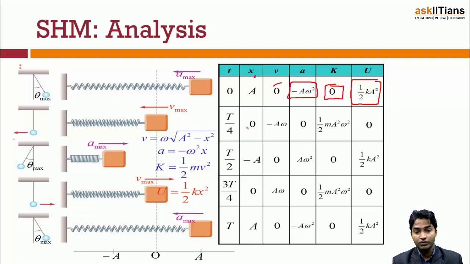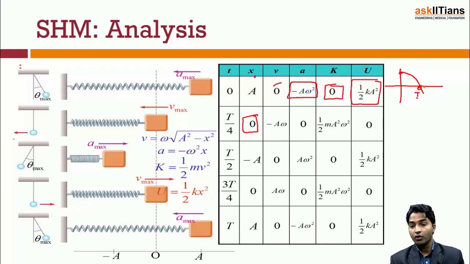Now at time t equal to T by 4, we can say it is at the mean position. At T by 4 we got displacement is 0, but the velocity is equal to minus a omega. So it is about to change phase as it is at the equilibrium or mean position. The velocity will be maximum, and the total energy is the sum of kinetic plus potential. As potential is 0, the net energy is kinetic, which is a function of velocity.